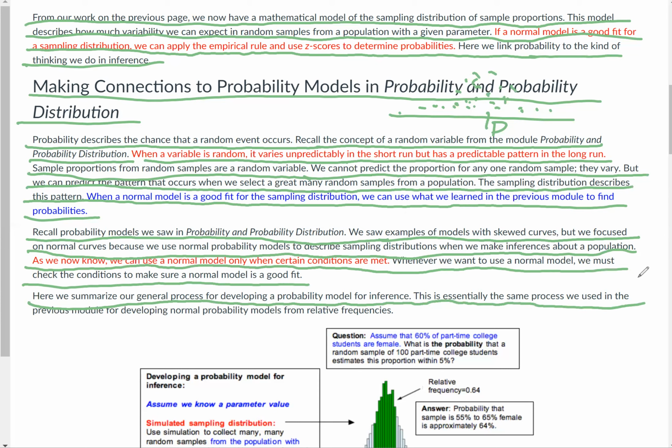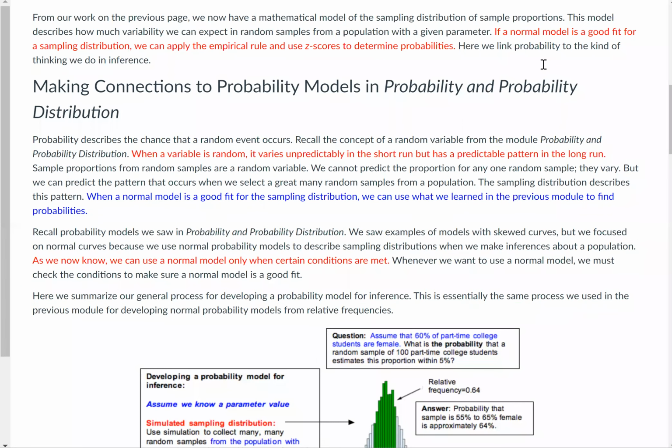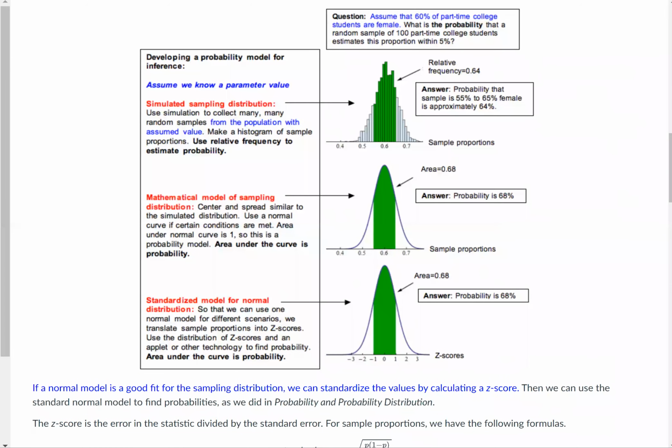This is essentially the same process we used in the previous module for developing normal probability models for relative frequencies. Let's scroll down so we can see that. Okay. This looks complicated, but let's break it down. The question in this top box says, assume that 60% of part-time college students are female. This is an example we've seen on previous pages of the same module. What is the probability that a random sample of 100 part-time college students estimates this proportion within 5%?